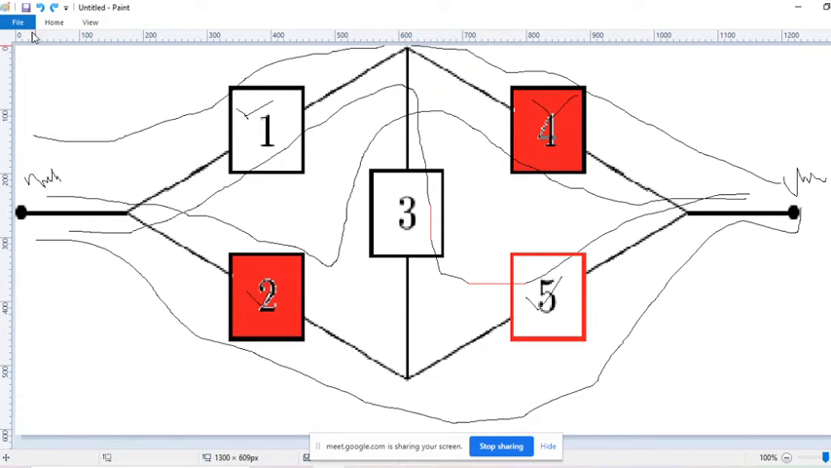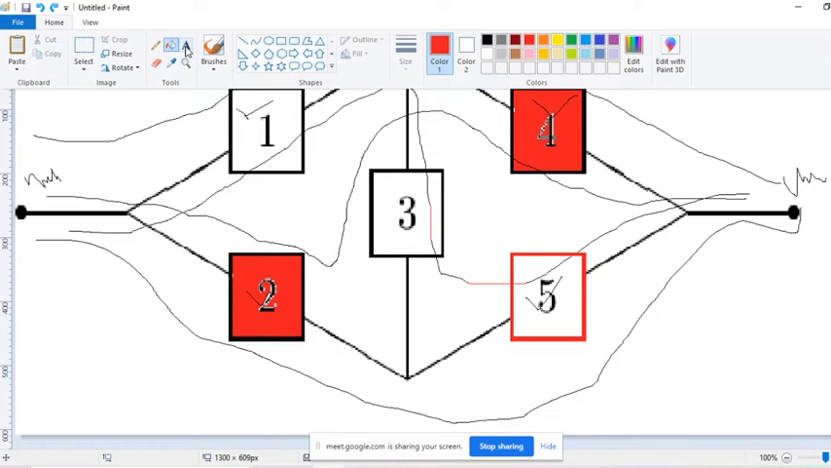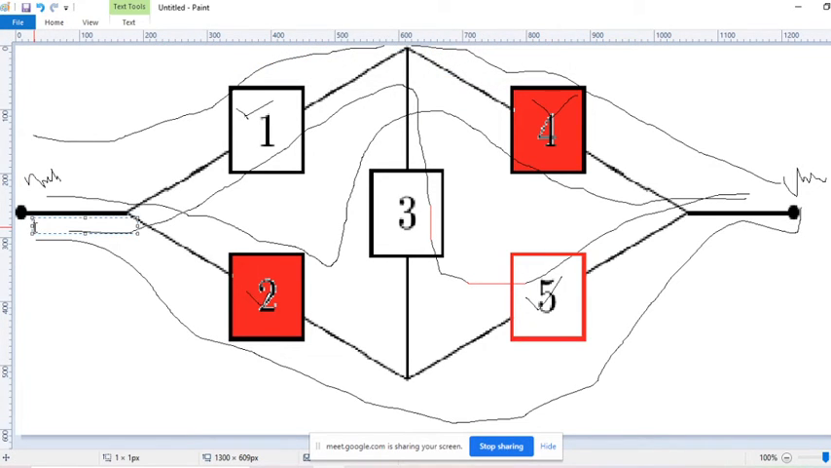Okay, let us call it as source. Source. Destination.